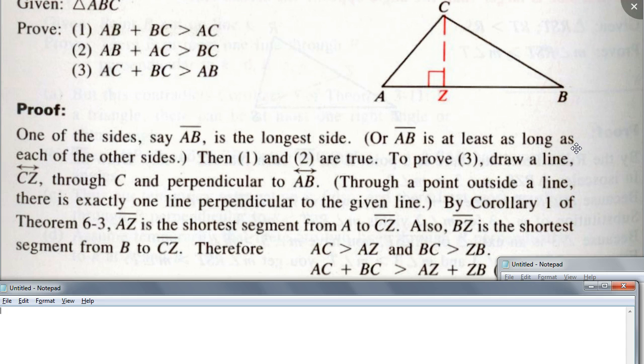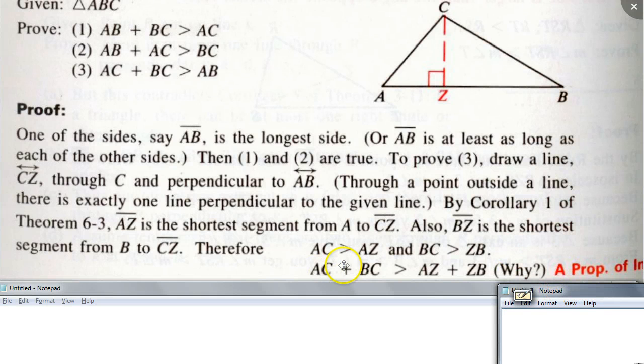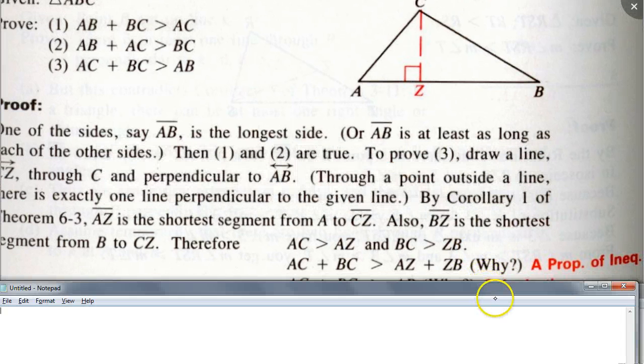Where do I get this from? What's the reason? Property of inequality. Look, isn't this a property of inequality? A greater than B and C greater than D. What can you tell me about A plus C versus B plus D? A plus C is greater. Isn't that the property of inequality, one of those five?